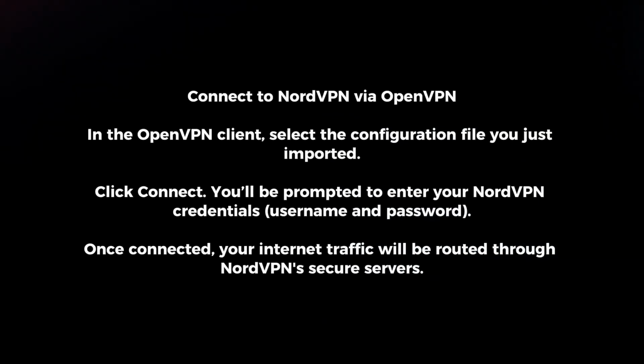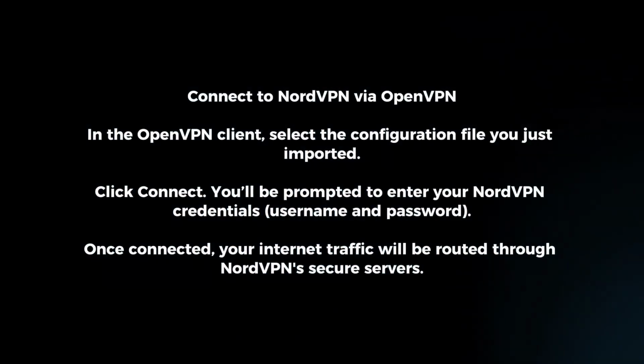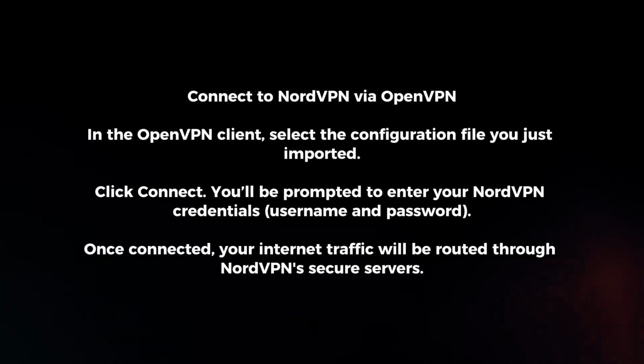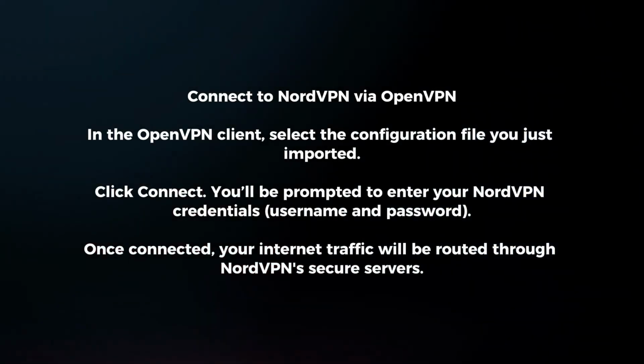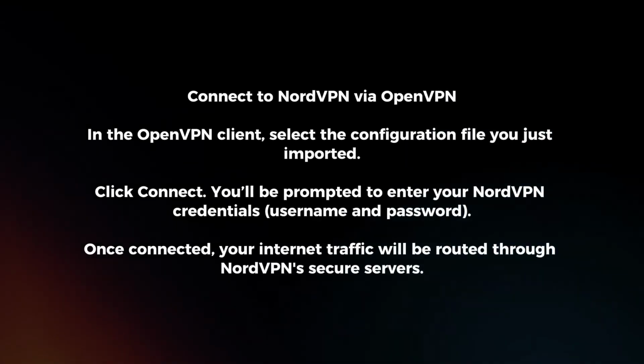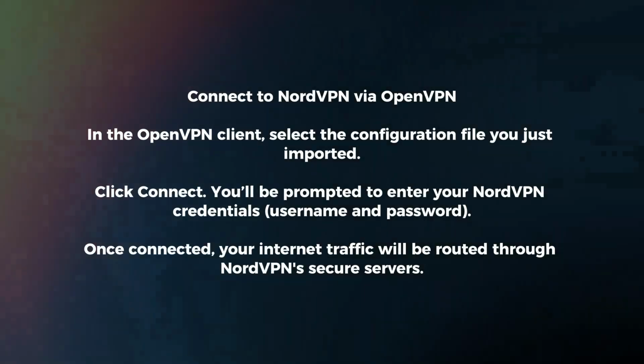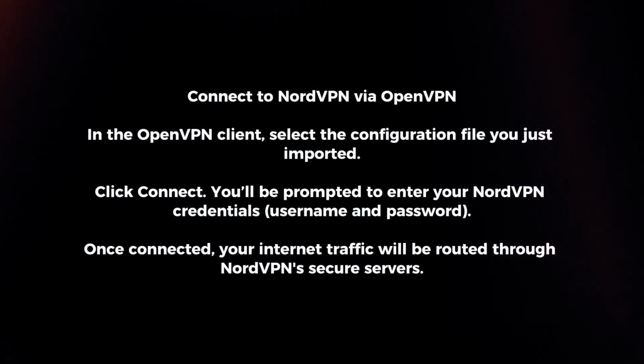Connect to NordVPN via OpenVPN. In the OpenVPN client, select the configuration file you just imported. Click Connect. You'll be prompted to enter your NordVPN credentials. Once connected, your internet traffic will be routed through NordVPN secure servers.